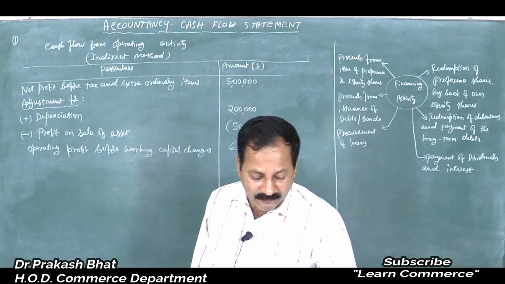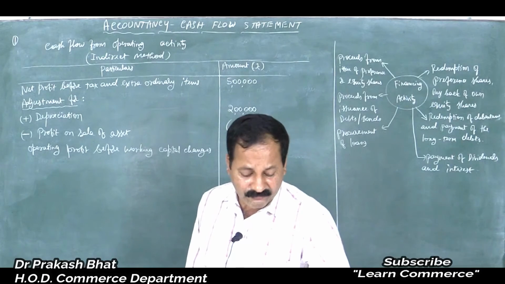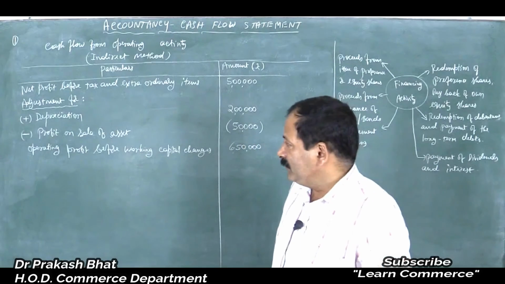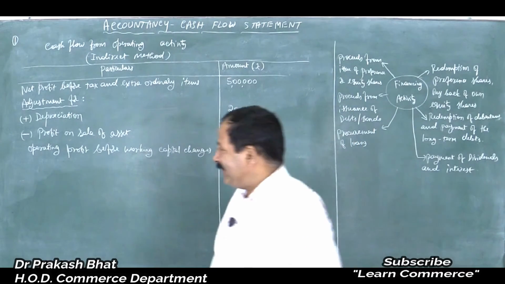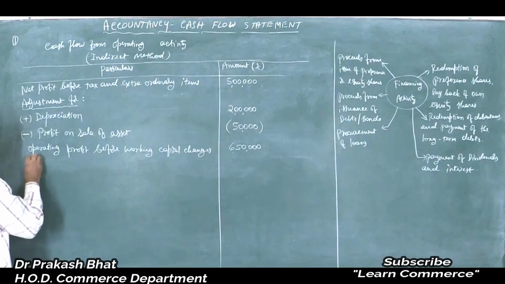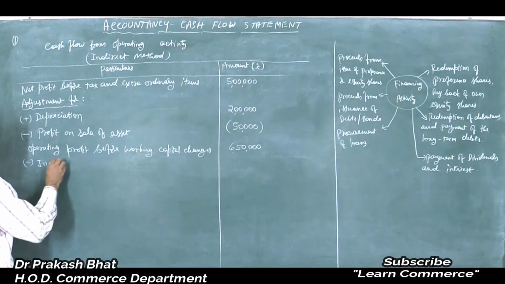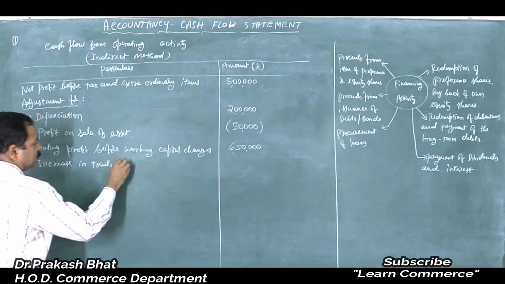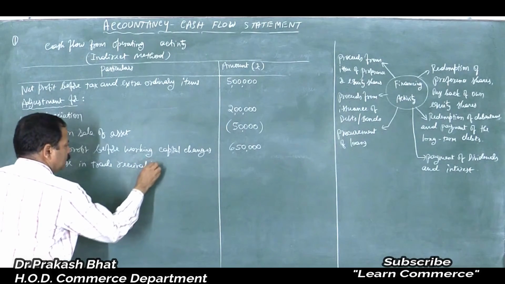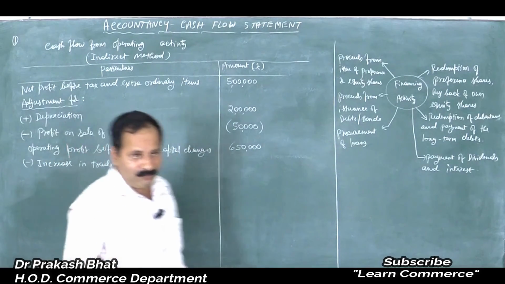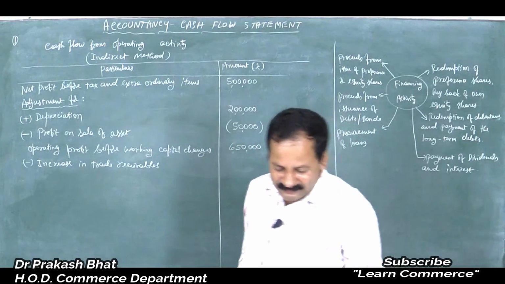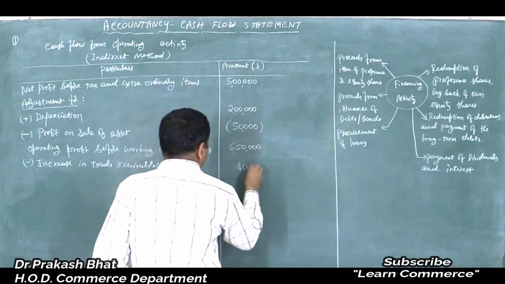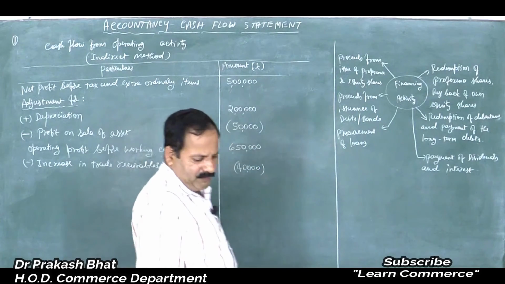So, increase in trade receivables. Normally, for an increase in the value of an asset, we used to add, but here we have to deduct. We should deduct it. So minus increase in trade receivables. Write the figure, write the amount. How much is it? 40,000. That is minus, so put it within a bracket, isn't it?